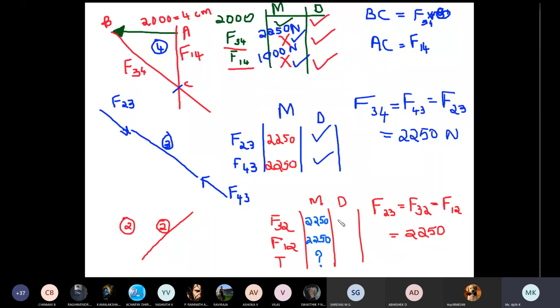What about the direction of F32 and F12? F32 will be equal and opposite to F23, so its direction will be like this. This will be the direction of F32. Equal and opposite will be F12. Now the last step: you have to extend this. You can extend any of the forces, either F32 or F12. It's up to you. Take a protractor. You can take any one reference point, anywhere along line F12. You can keep it wherever you wish. Keep your protractor and draw a 90-degree line.